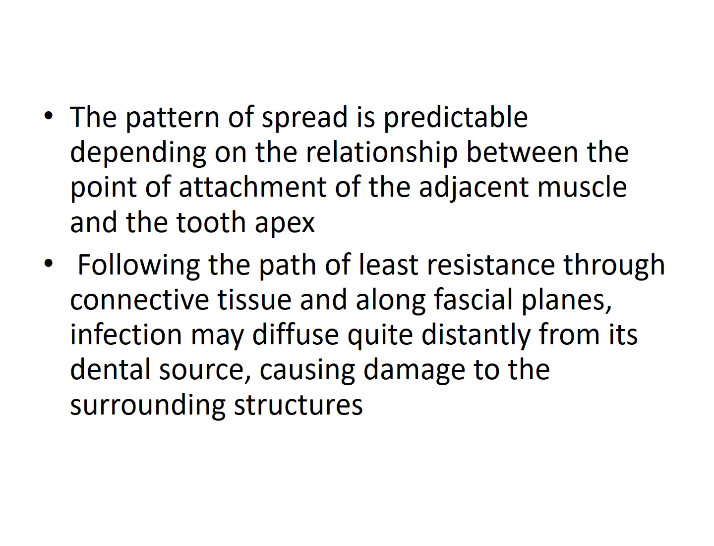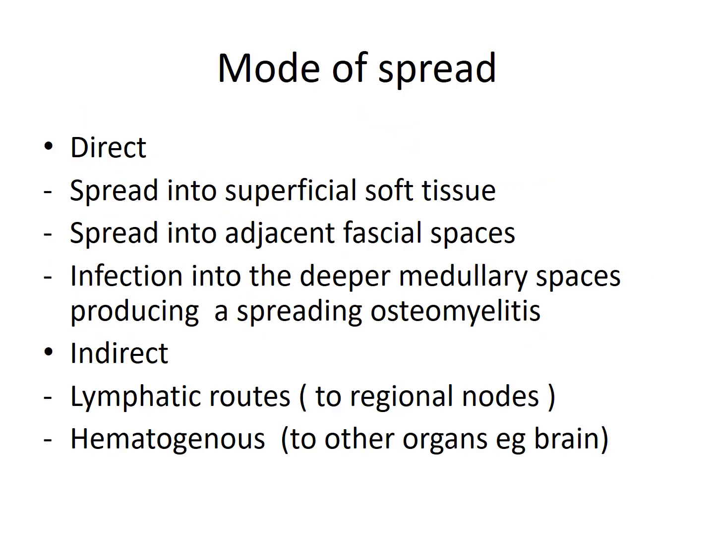The pattern of spread is predictable depending on the relationship between the point of attachment of the adjacent muscle and the tooth apex. Infection will follow the path of least resistance through connective tissue and along facial plane. From here, the infection may diffuse quite distantly from its dental source, causing damage to the surrounding structure. The mode of spread can either be direct or indirect.